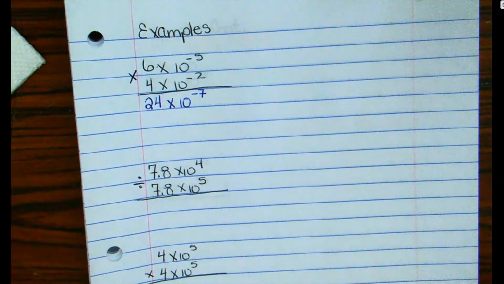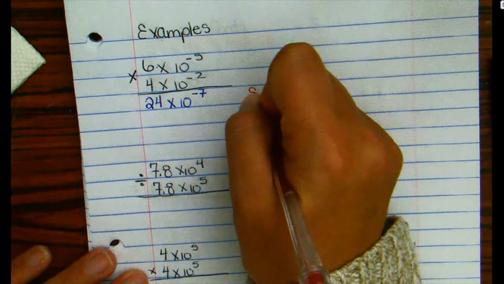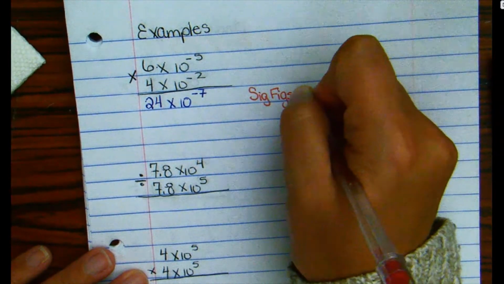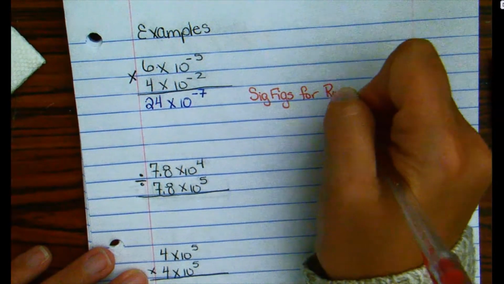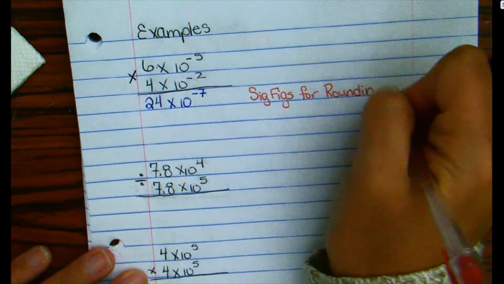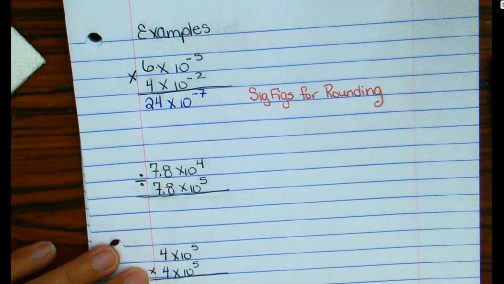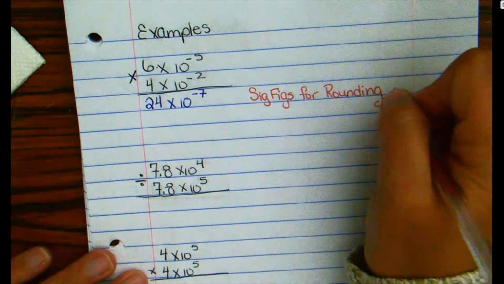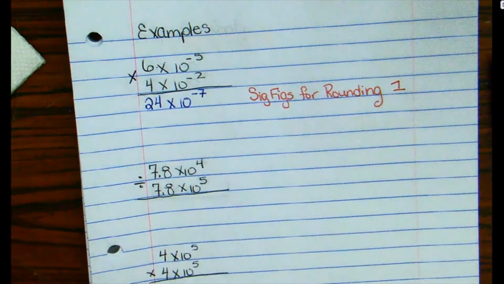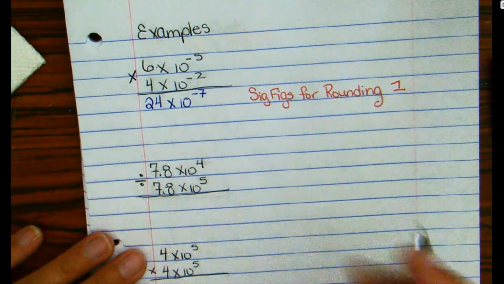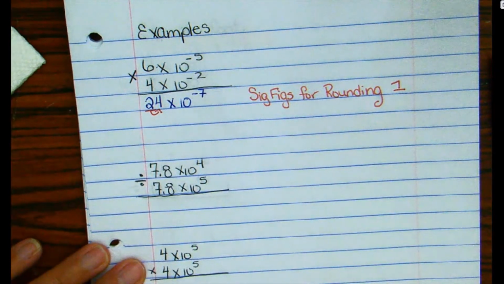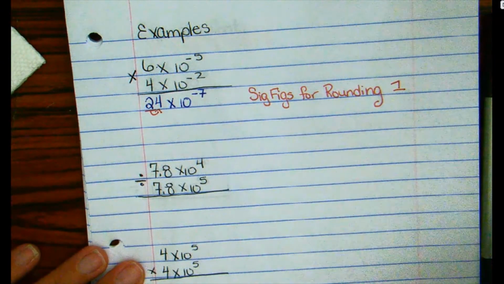Then you have to count sig figs for rounding. And remember, for multiplication and division, it is the least amount of total sig figs. So that is 1. So we have to round to 1 sig fig, which would be, so you remember you underline your sig fig and then you look to the right. So that would be under 5, so I just would be 2.